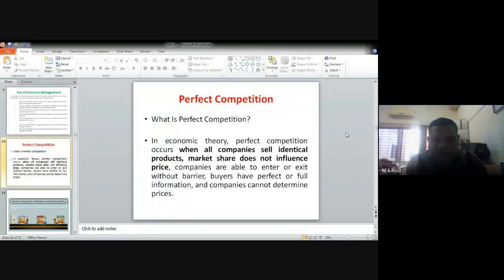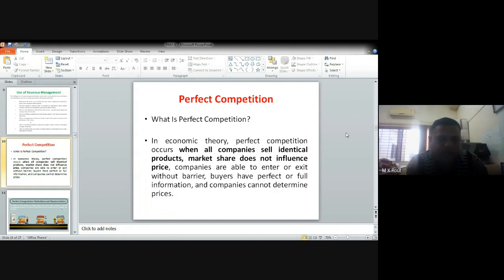In perfect competition, try to understand there is no particular barrier to enter or exit the market. Without the barrier, the buyer has perfect, that is full, information, and the company cannot determine the price. But if you see the scenario presently, it does not happen in the real world.